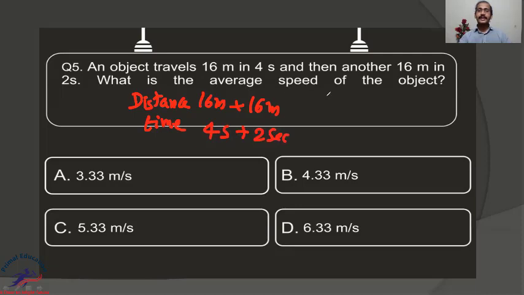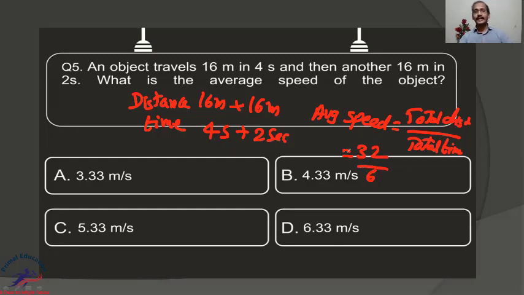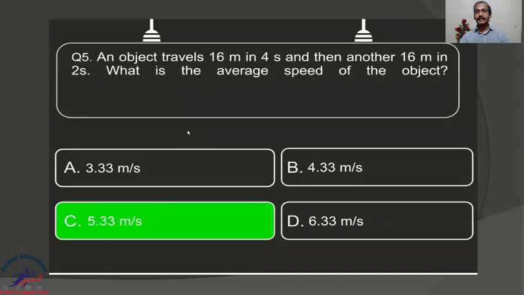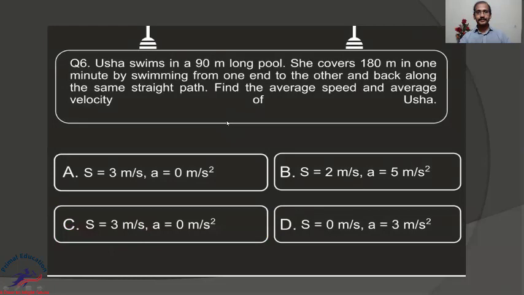Now what is the average speed? Average speed is equal to total distance by total time, as we just discussed. So what is the total distance? 16 plus 16, 32. Total time, 6. So 32 by 6, approximately how much? Once you calculate, the answer is 5.33. Clear? 5.33. So total distance by total time is called average speed.